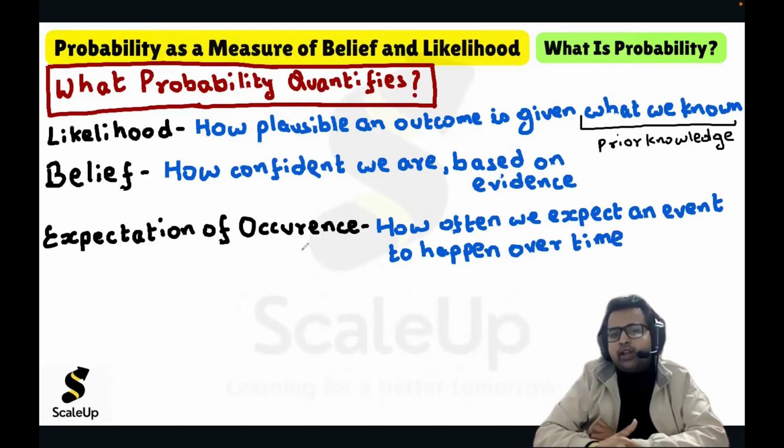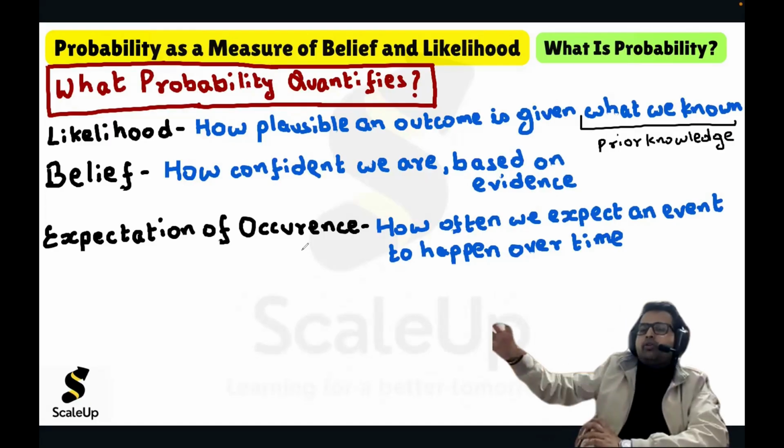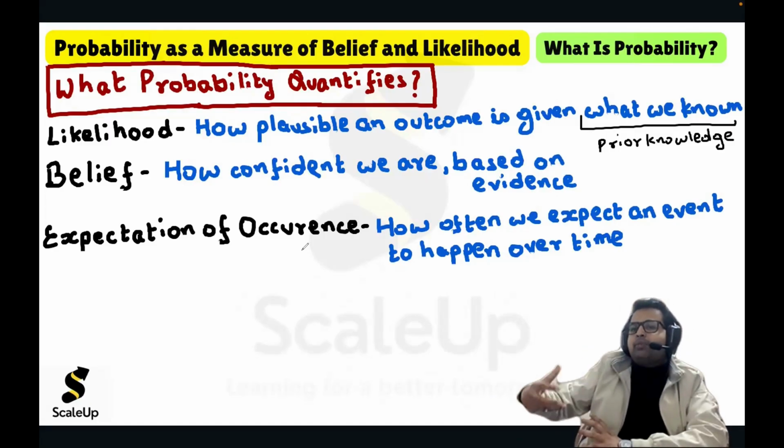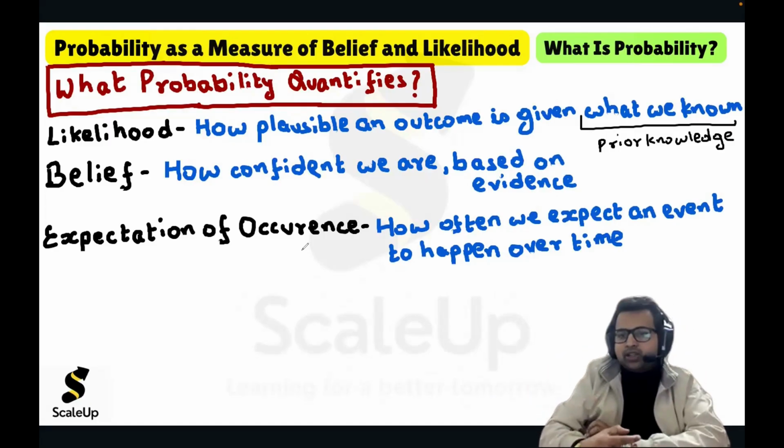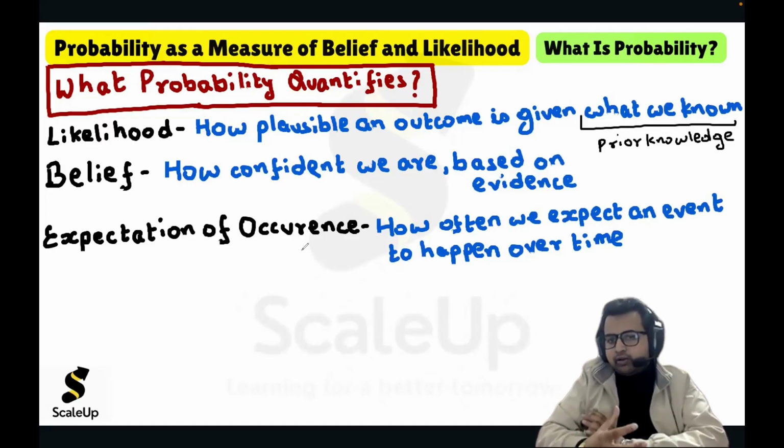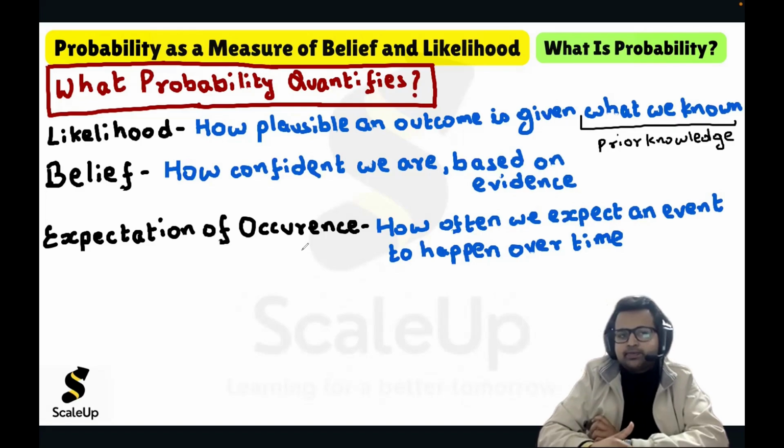We will be calculating the frequency, like how often we expect an event to happen over a period of time, how many times that particular event might occur. So it is like a frequency test probability, wherein we will be dealing with frequencies. But when we talk about likelihood, we talk about belief.